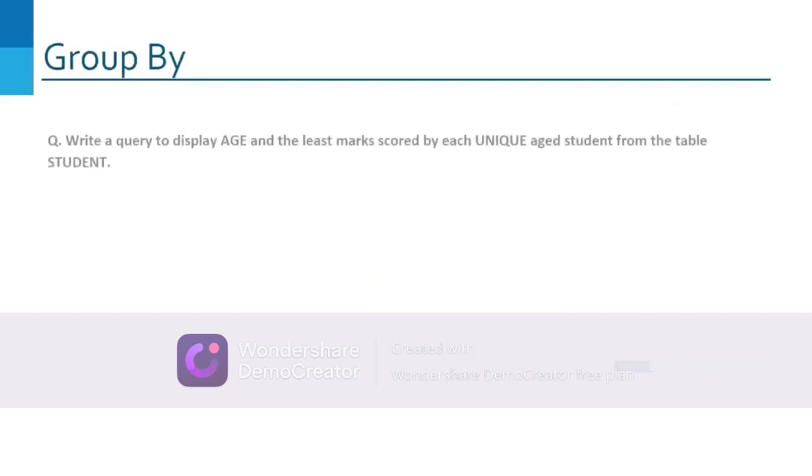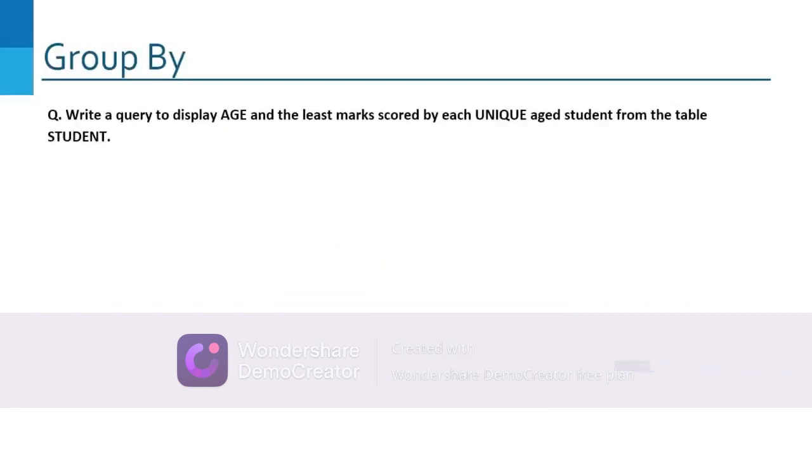Now the next one is group by. Let's understand what this group by clause is. Suppose that I have a question: write a query to display age and the least marks scored by each unique age student from the table student. Now understand the question, it sounds very difficult but it's very easy. We have to display the age and the least marks scored by each unique age student.